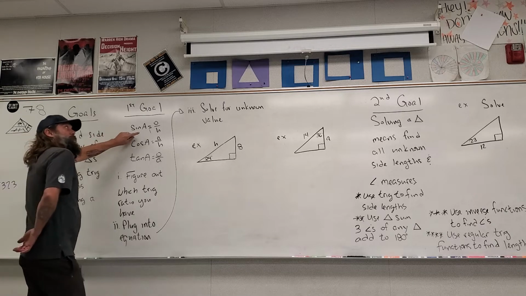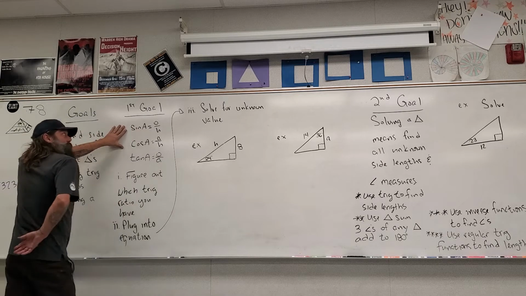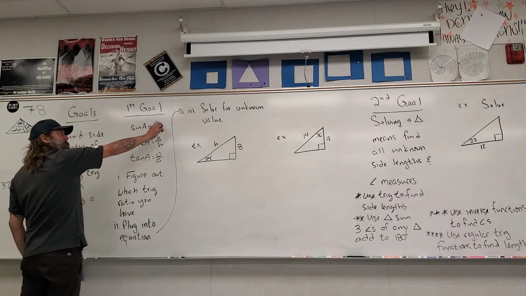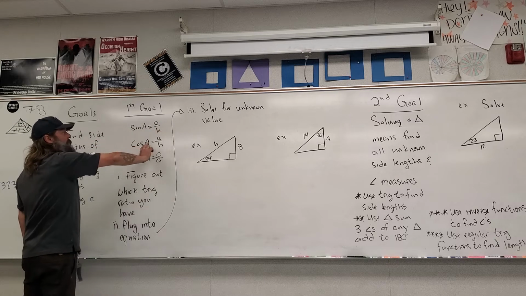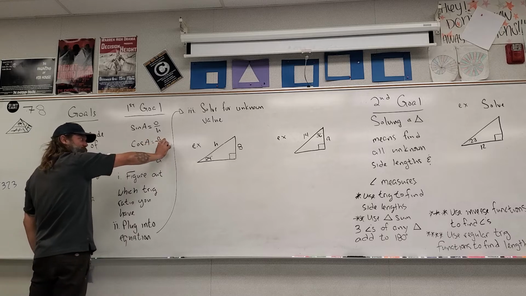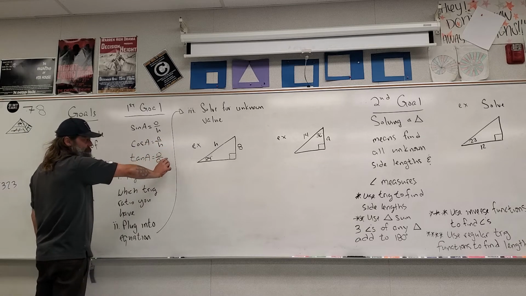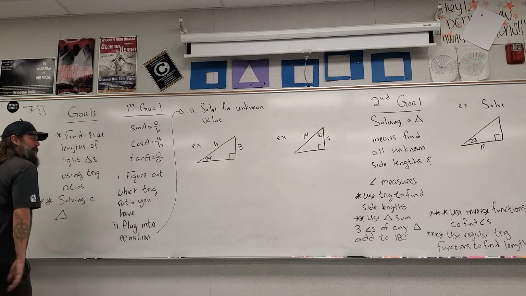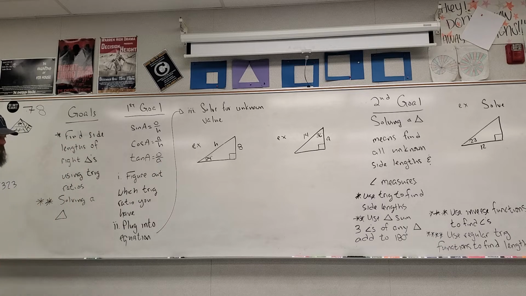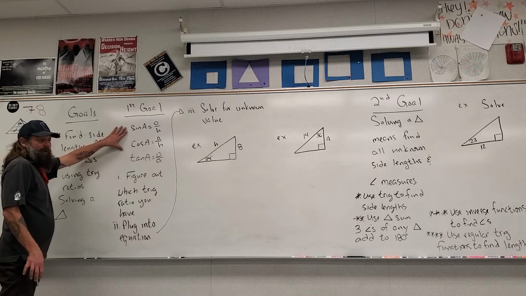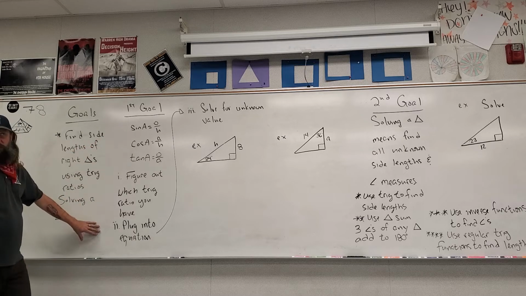Let me just quickly review with you what the trig functions are. The sine of an angle is the opposite length over the hypotenuse. The cosine of an angle is the adjacent length over the hypotenuse, and the tangent of an angle is the opposite length over the adjacent length. And we want to figure out which of these ratios you have, and then we plug that into the equation.